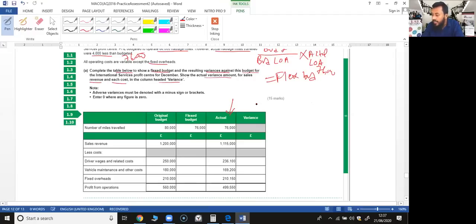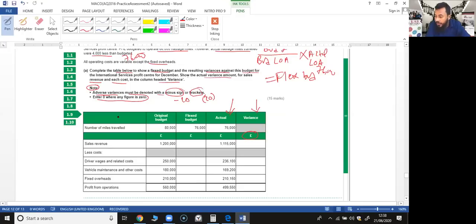So in this column, we're going to write the money. Even the money sign is given here. It's not favorable or adverse; we need to write the money. Please read the notes carefully. Adverse variances must be denoted with a minus sign or bracket, like minus 20 or like this (20). We accountants prefer brackets, but both are accepted. Enter 0 where any figure is 0. Don't leave it blank, you're going to lose marks.